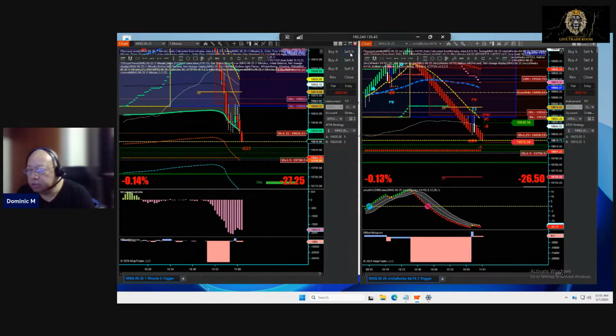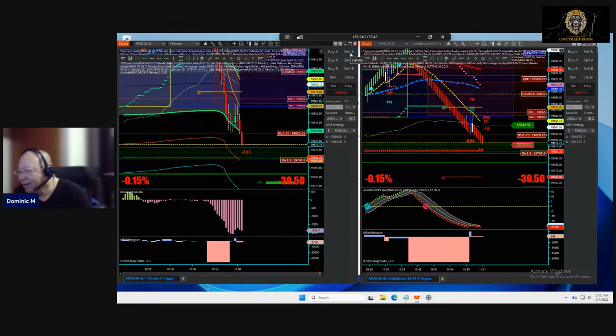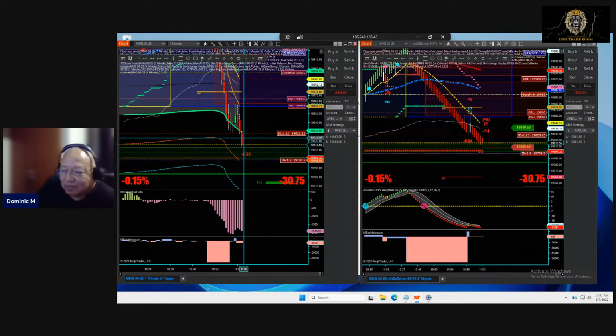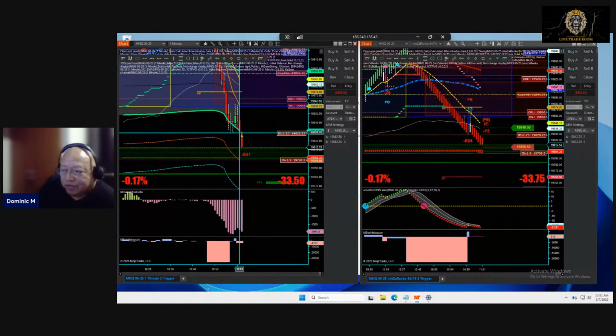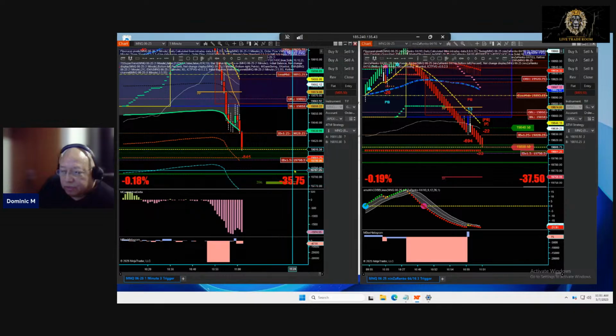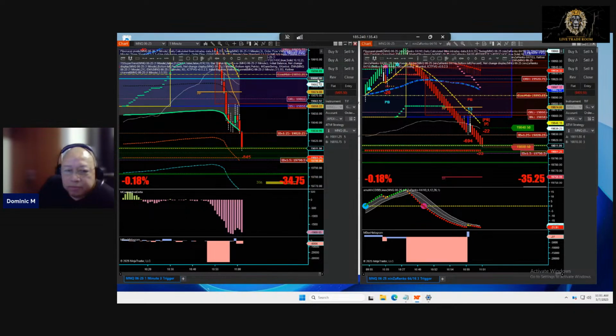Oh, it went so fast. I was expecting the pullback. It never pulled back. Look at that. Yeah, that would have been my entry right there. It closed below the -2 deviation and went all the way down. Let's see if we get a pullback here. Man, that was just so fast. That would have been a good trade. That just went all the way down.